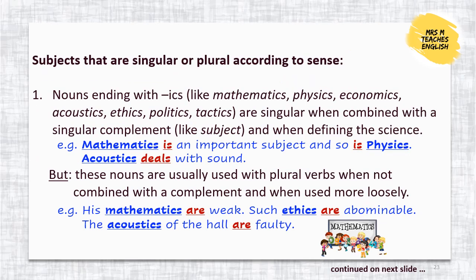So far, so good? Here come some rules that rely on our common sense. Nouns that end with ICS that are combined with a singular complement are singular. That's why we say "physics is an important subject." But when we use the noun to mean something plural, we use a plural verb. "The physics of bridge building are challenging to the engineers." You see, it's logical. It does make sense.